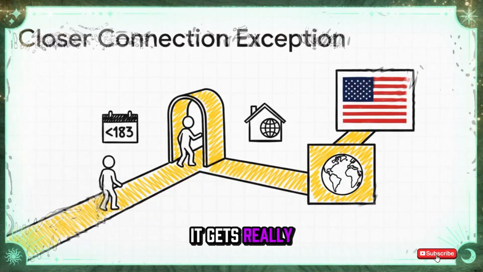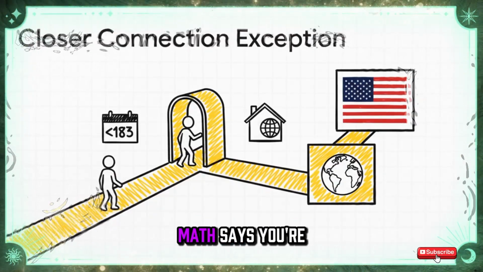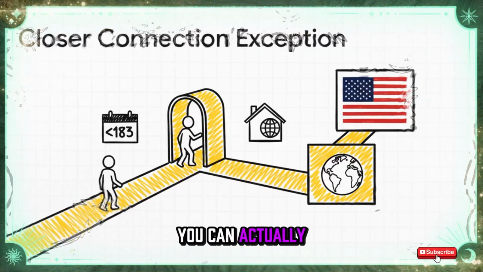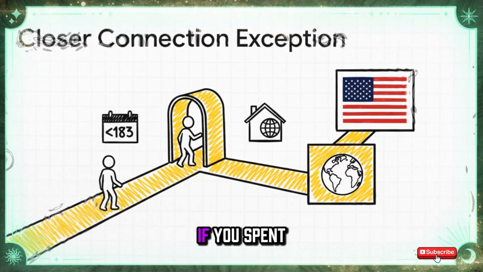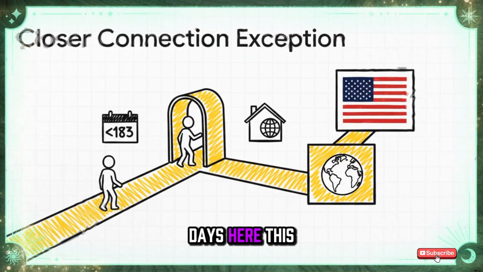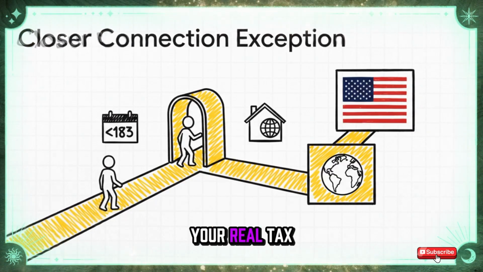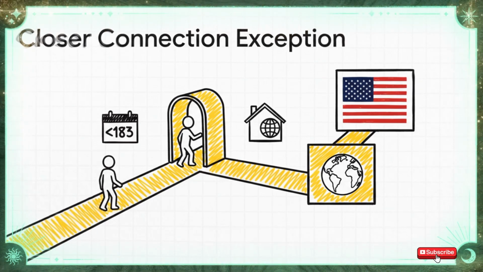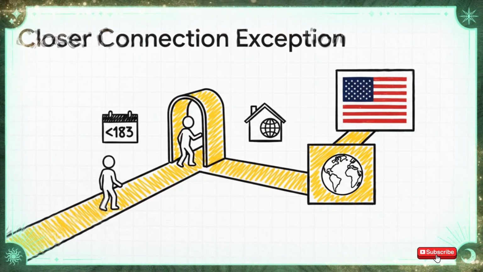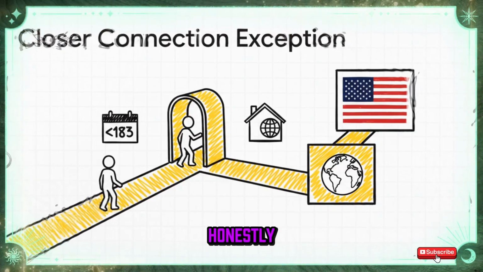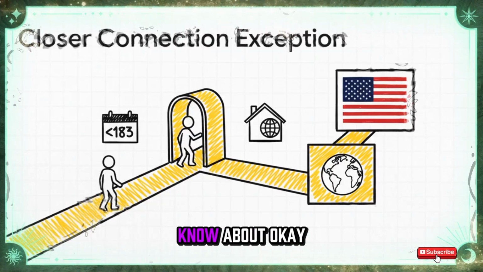And here's where it gets really interesting. Even if the math says you're a resident, you can actually override it with something called the closer connection exception. If you spent less than 183 days here this year, and you can prove your real tax home is in another country, you can file a Form 8840 and keep your non-resident status. It's this crucial escape hatch that, honestly, a lot of people just don't know about.